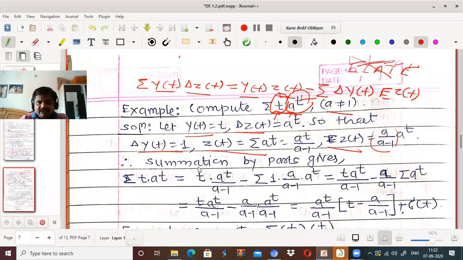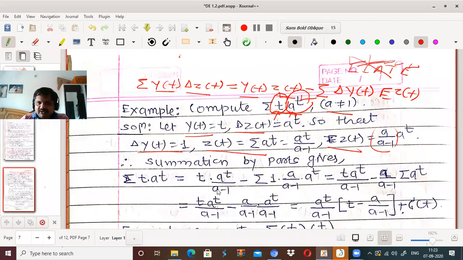And now we will use summation by parts. What will happen? Summation of t into a to the power t equals t into, first function as it is, yt into summation of second function. Is it zt? Zt is what? A to the power t upon a minus 1, summation of second function, minus the summation of delta of first function into shift of summation of second function, means shift of this term there.